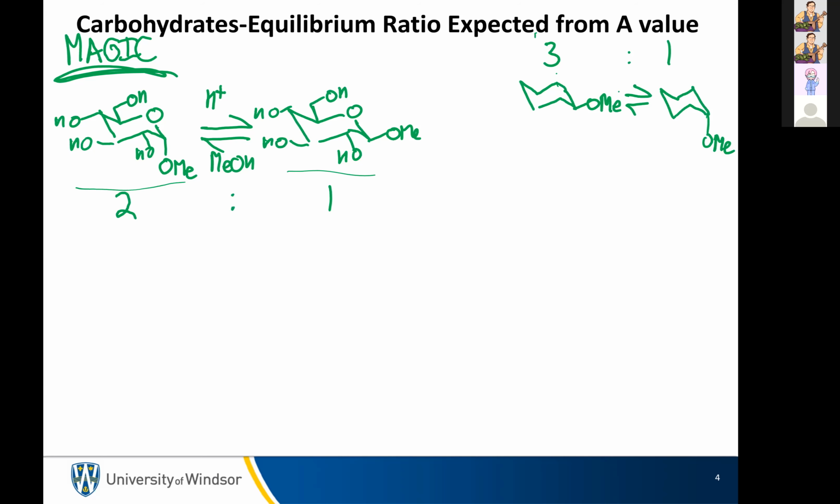So we can take this ratio and turn it into something called an A value. The A value of any substituent is kind of how much space it takes up. How much size does it take up? How much does it force something to go equatorial in a cyclohexane ring, which seems really, really specific. So it equals the equilibrium constant, the concentration at the equatorial over the concentration axial.